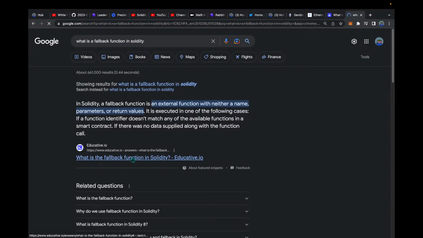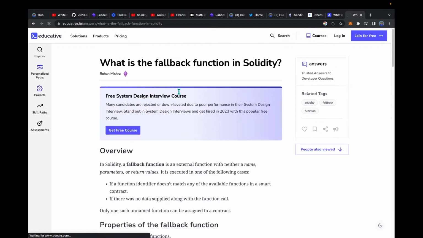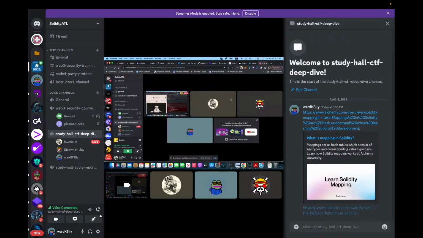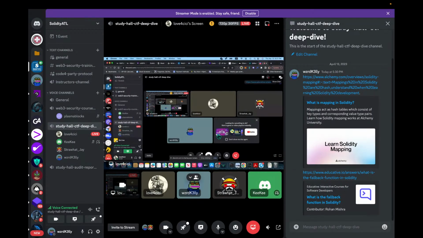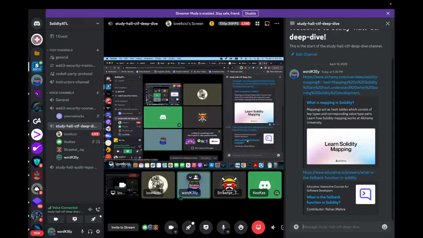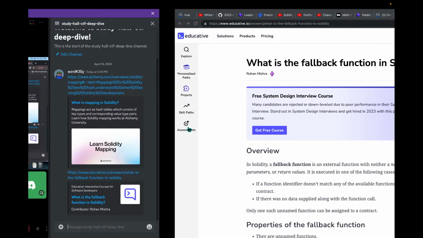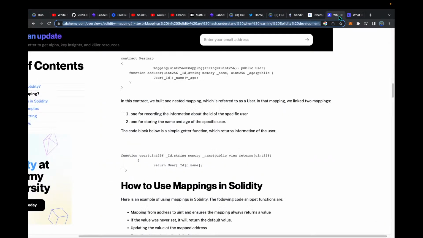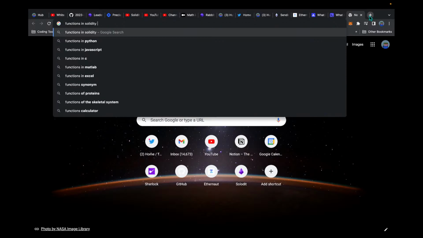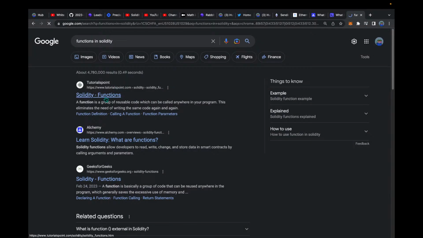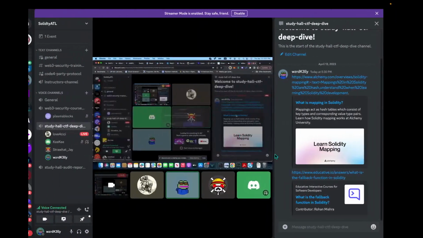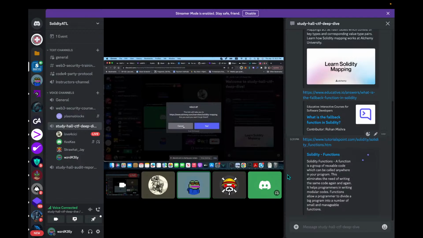Another one is understanding what the fallback function is. And one more. The next one is functions in Solidity. And I may have sent them out of order. But I think those three things will really help in understanding how this problem works.